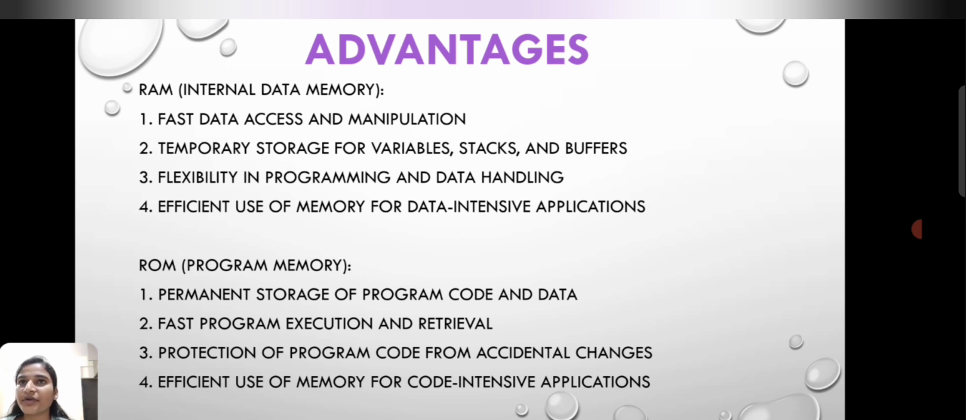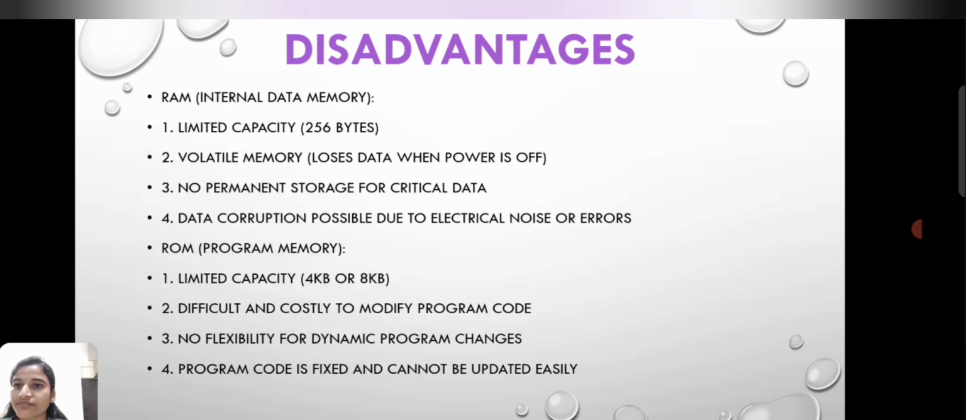Advantages of RAM and ROM internal memory organization. RAM: fast data access and manipulation, temporary storage for variables, stacks and buffers, and flexibility in program and data handling. Efficient use of memory for data intensive applications. And ROM: permanent storage of program code and data, fast program execution and reliability, protection of program code from accidental changes, and efficient use of memory for code intensive applications.